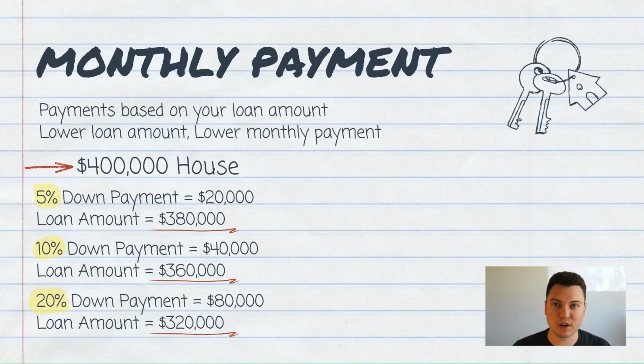Say you owned a house previously and you sold that house, all the proceeds from selling that house, you can roll into your down payment for buying the next one. So if you had $200,000 from selling your previous house, you could have a $200,000 down payment on your next one, which for this example would leave you a $200,000 loan amount.